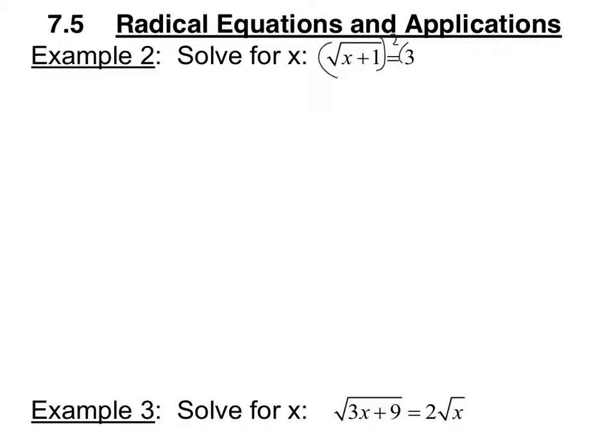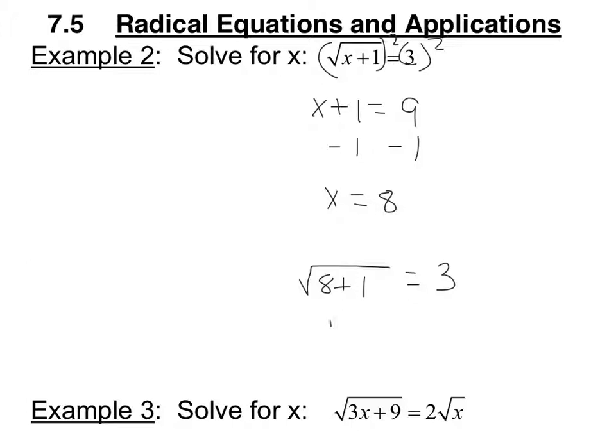You're going to square both sides, because the square root of x plus 1 squared is just x plus 1. Equals 9, subtract 1, you get x equals 8. Now, they want you to check it. What that means is go back to the original and substitute your value in.